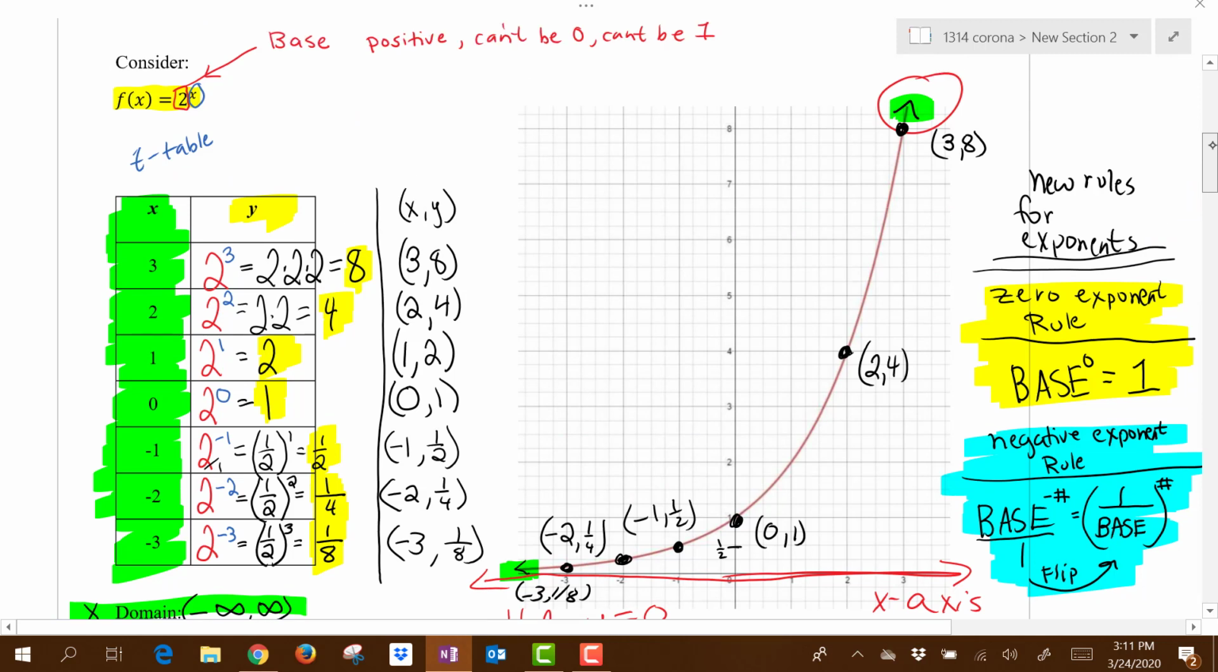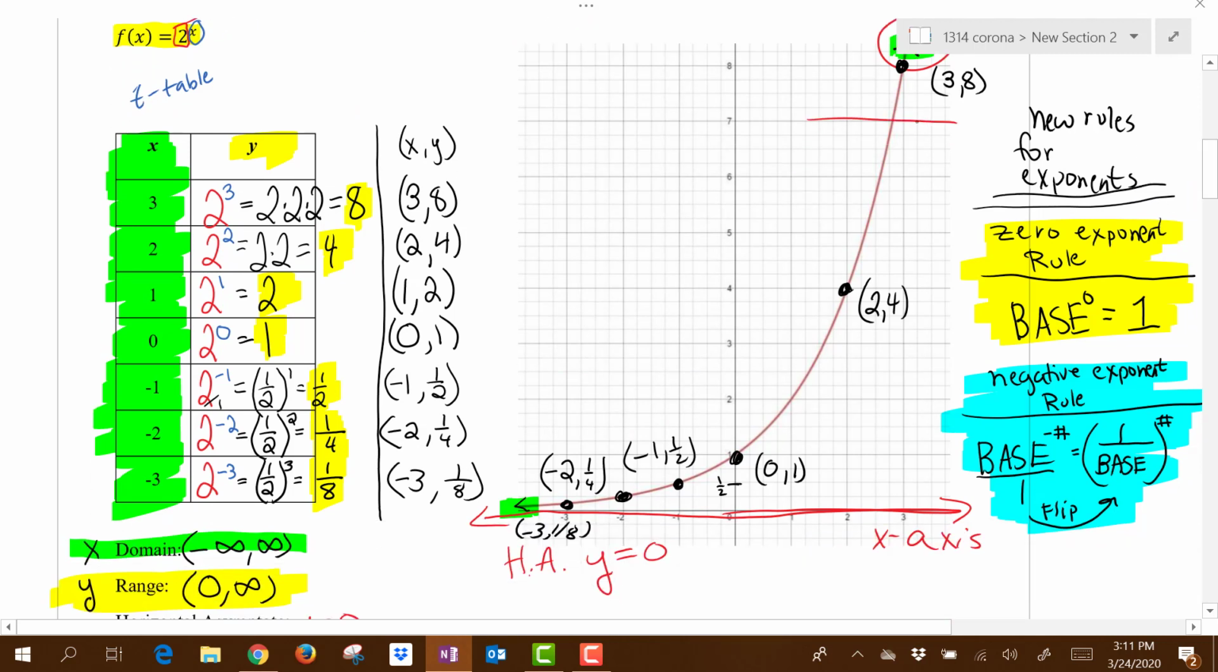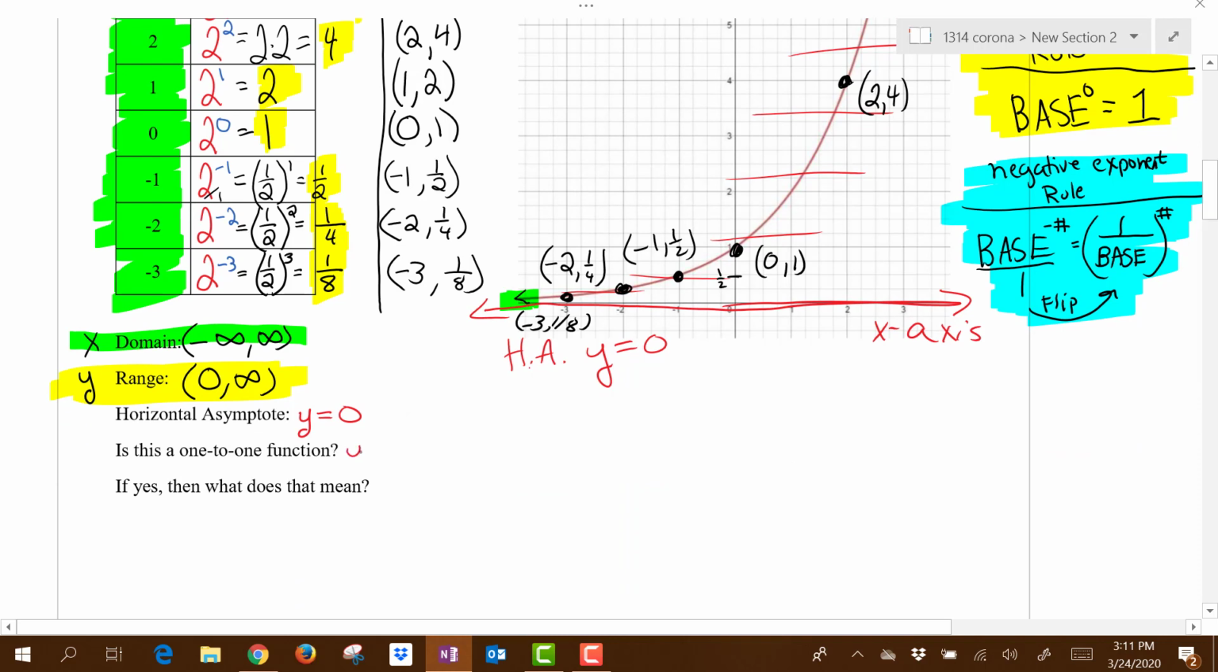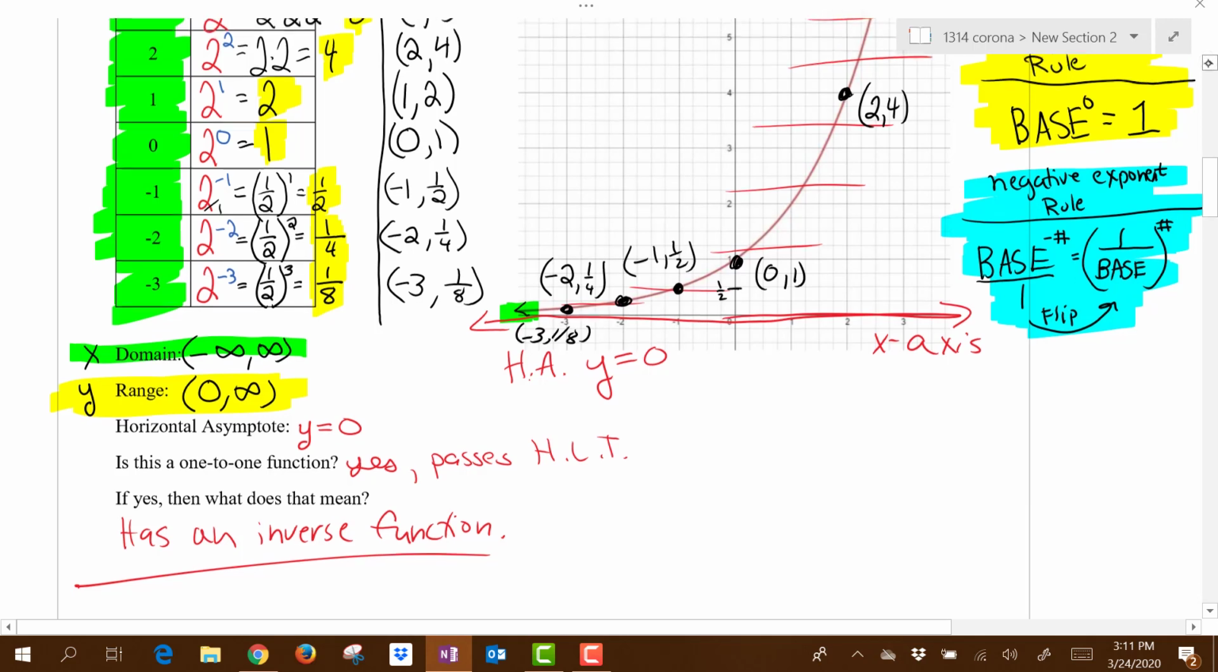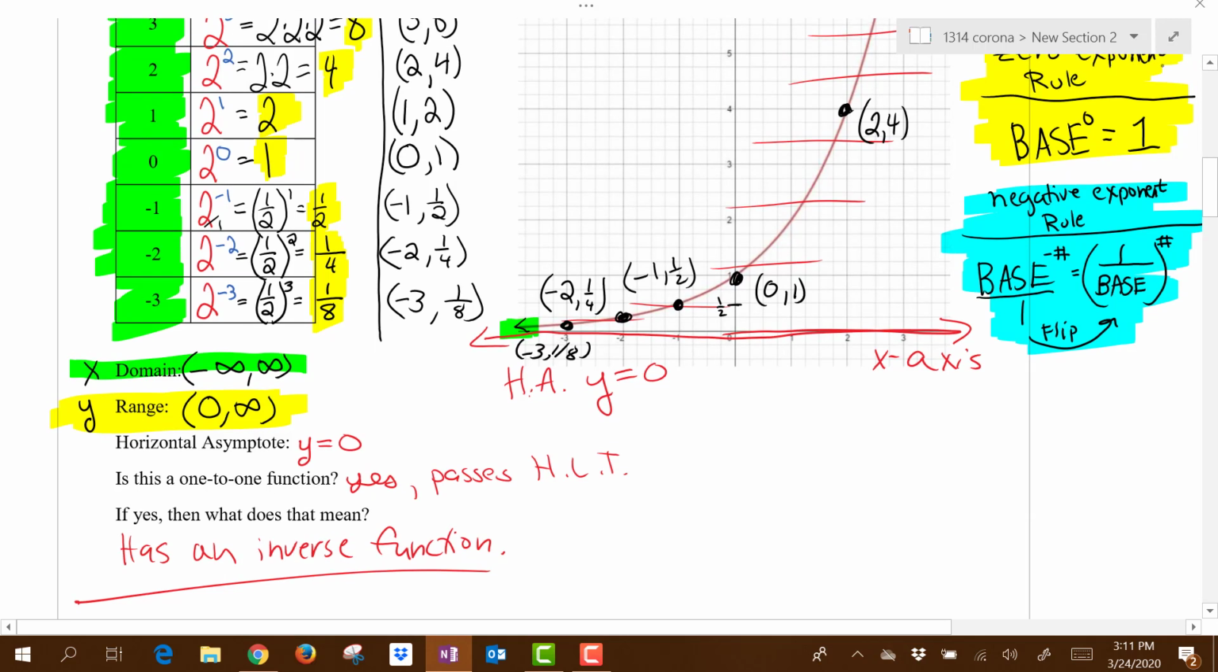Is this a one-to-one function? The answer is yes. You'll notice that it passes the horizontal line test. So any horizontal line that I draw is only going to cross through once. And what does it mean if we have a one-to-one function that passes the horizontal line test? That means that this exponential has an inverse function. And the inverse function is what we're going to talk about in the next section. What does the function look like that does exactly the opposite of this exponential function?